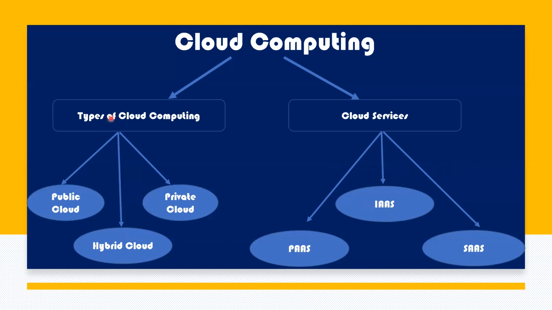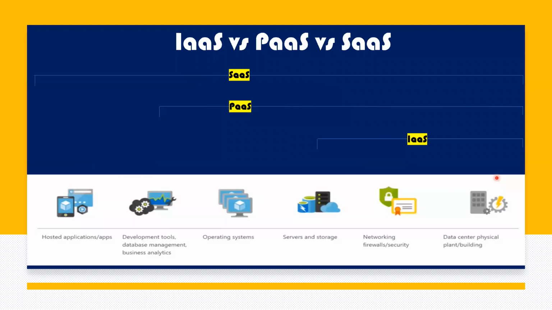So this is the type of the cloud and then cloud services. The types of the cloud: public, private, and hybrid, and cloud services: IaaS, PaaS, and SaaS. So here you can understand the IaaS, PaaS, SaaS. See this one from the right side. The data center, physical plant, building, networking, firewall security, server and storages. So these setups are available. So only the environment is available. There is no software, not even an OS. Environment only will be available. So this is called IaaS.